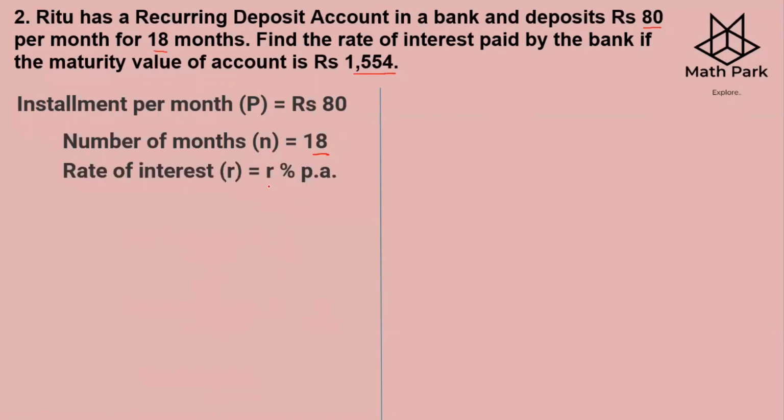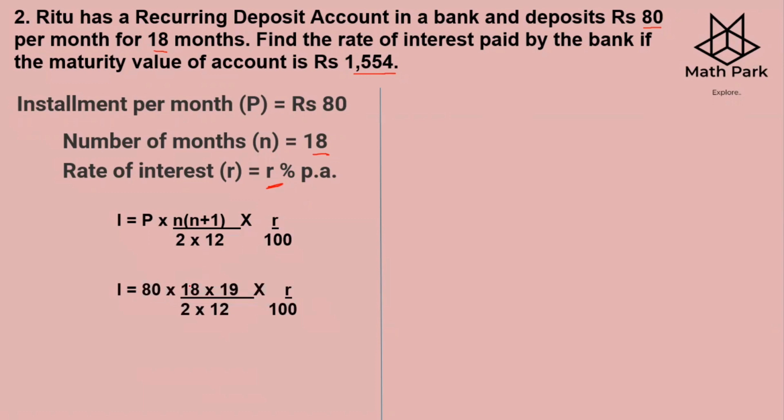So rate of interest is R percent per annum. Let us find interest in terms of R. So P, which is 80, N is 18, N plus 1 is 19, 18 plus 1, 19 into R by 100. So let us simplify this. 2 9s are 18, 3 3s are 9 and 3 4s are 12. Simplify, you get 4 2s are 8. So we have 2 1s are 2 and 2 5s are 10. Simplifying this, 3 times 19 by 5, we get 11.4 R. So we got I in terms of R.